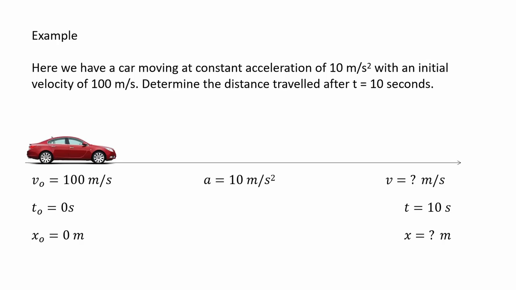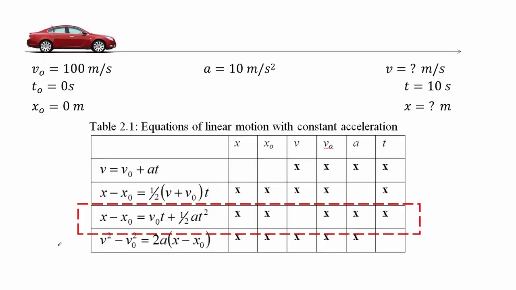Here we look at the figure and we set the initial time and initial position to 0. To solve for the distance traveled, we examine the table of equations. Examining the table of equations of motion, we see that the third equation would enable us to solve for the unknown parameter, which is the distance traveled after 10 seconds.